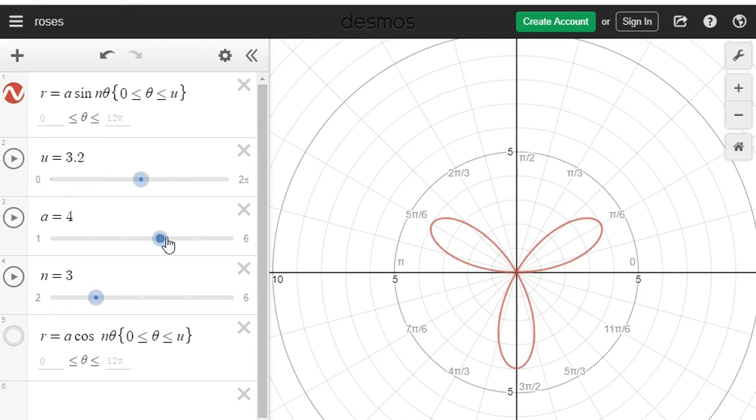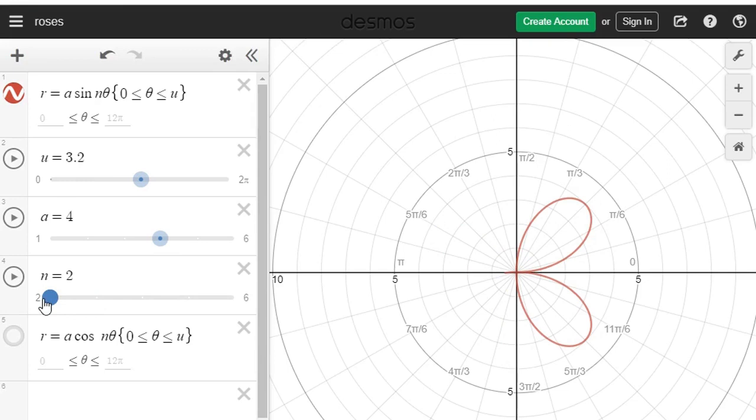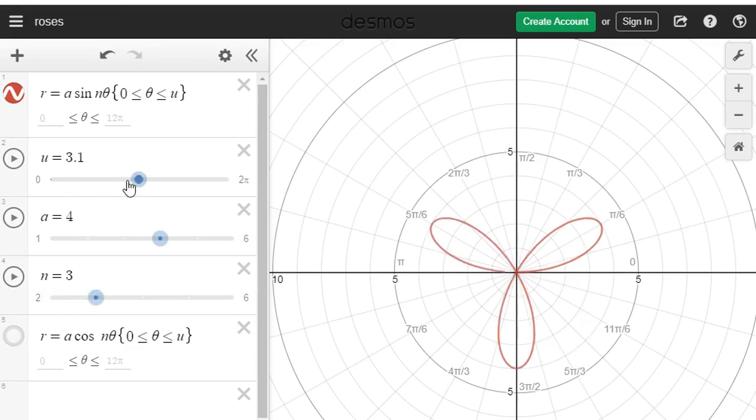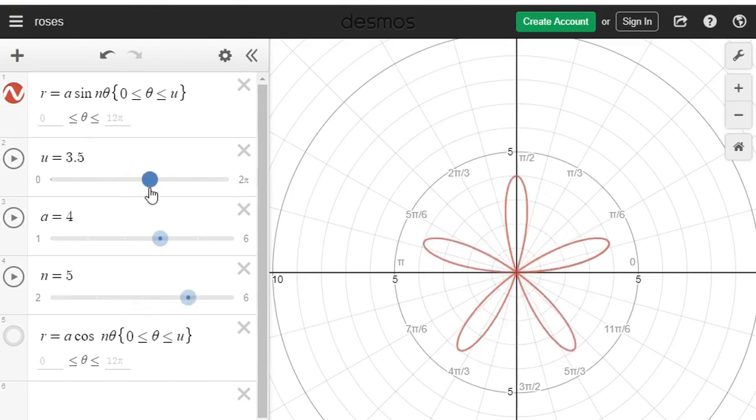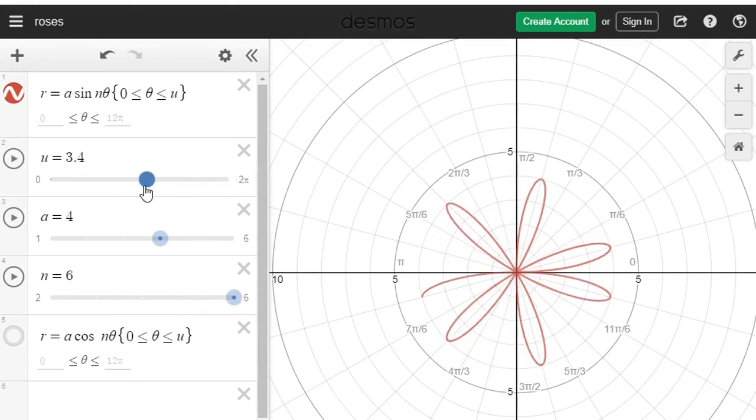So this is kind of the same deal that we had with cosine. If I have 2 as my n, I have 2 of the petals, but I need to go all the way to 2 pi in order to get completely done. If I have 3 petals, it's all done by pi, basically. If I have n equals 4, I have 4 petals, but I need to continue going to get all 8. If I have 5 petals, I'm done by pi. And so that's kind of an important thing to keep in mind.